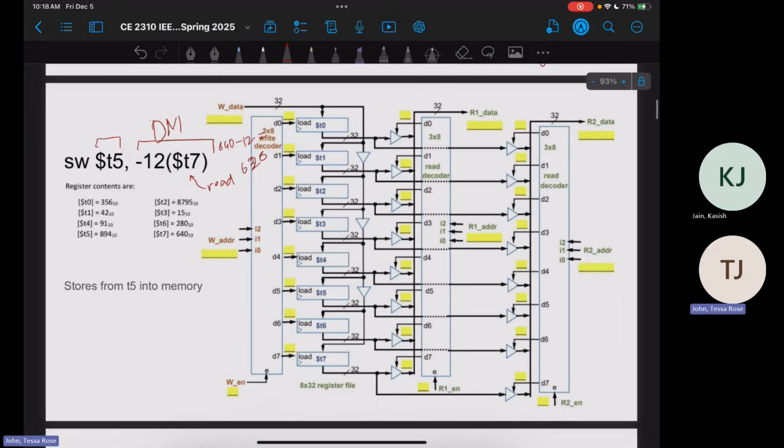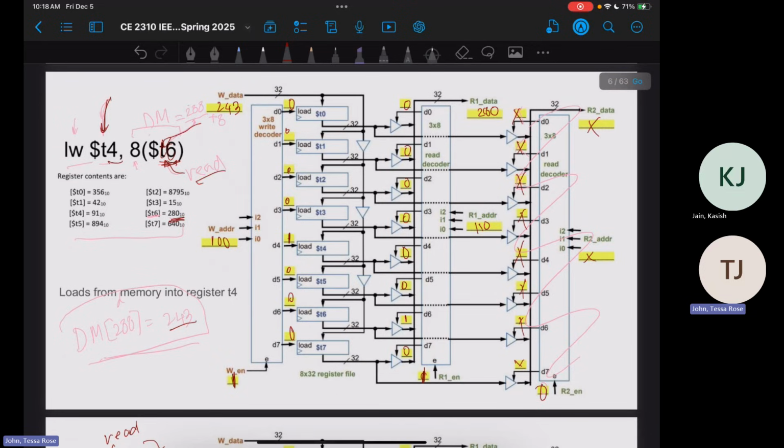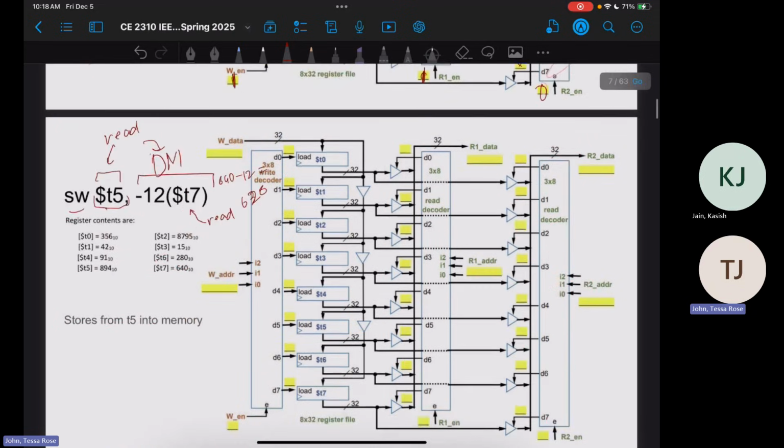Okay, let me get this straight. We're storing it, right? So we read it from this register file, and we write it to the data memory. In the load word, we did the opposite. We took whatever is in the data memory at 288 and wrote it to our T4. But the store word is the opposite. You read it from here, and you write it to the data memory.